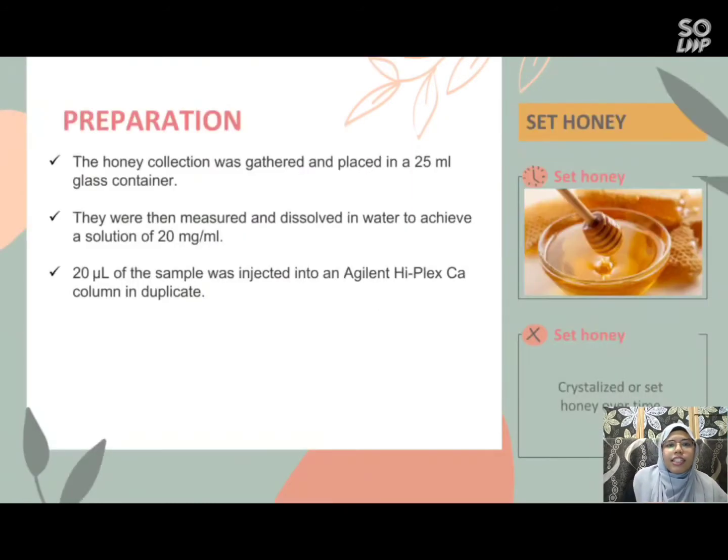The third sample is set honey. Set honey is crystallized honey that has set over time. For the preparation, the honey collection was gathered and placed in a 25 ml glass container. Then it was measured and dissolved in water to achieve a solution of 20 mg per ml. Lastly, 20 microliter of the sample was injected into an Agilent Hi-Plex calcium column in duplicate.